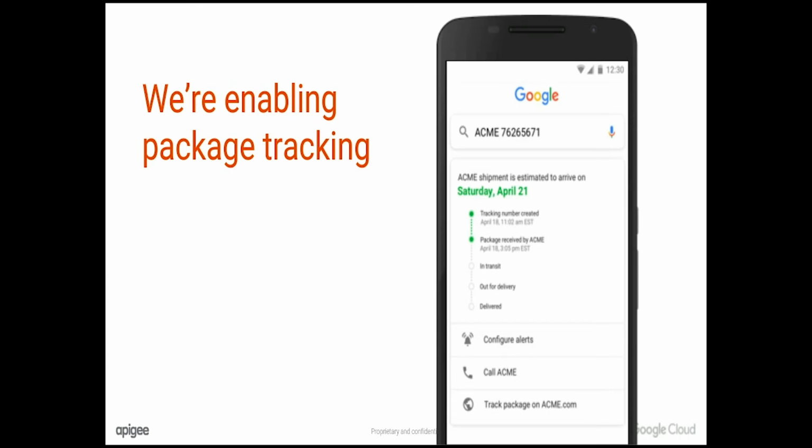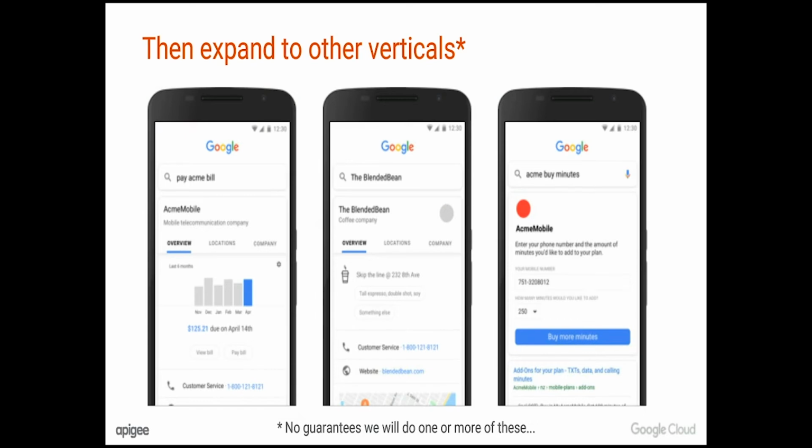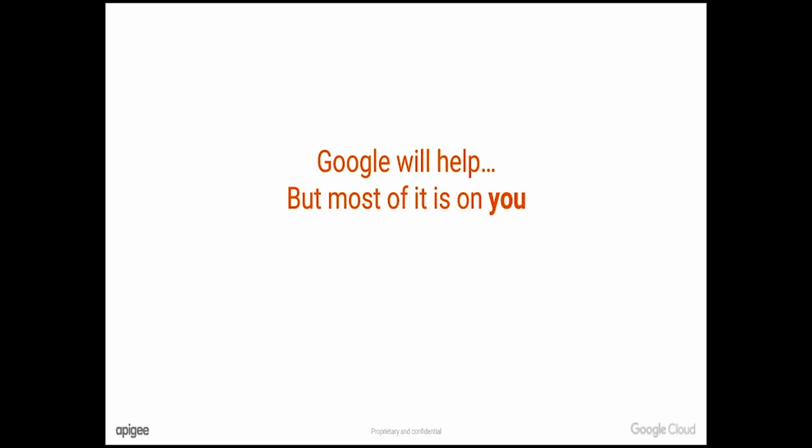We'll expand to other verticals, but right now we are focused on package tracking, and we are focused on how to make this rack and stackable, so that the shape of your API and the shape of what Google Search needs, that impedance can be managed either by Google, or by Apigee, or by your own, but how do you actually make it rack and stack? So in conclusion, we have got technology, we've got Apigee with its API platform, Apigee with its dev portal. We have got technology that we're working on with what we call Connect with Google to enable your APIs to be surfaced on Google surfaces, but most of it really is on you.